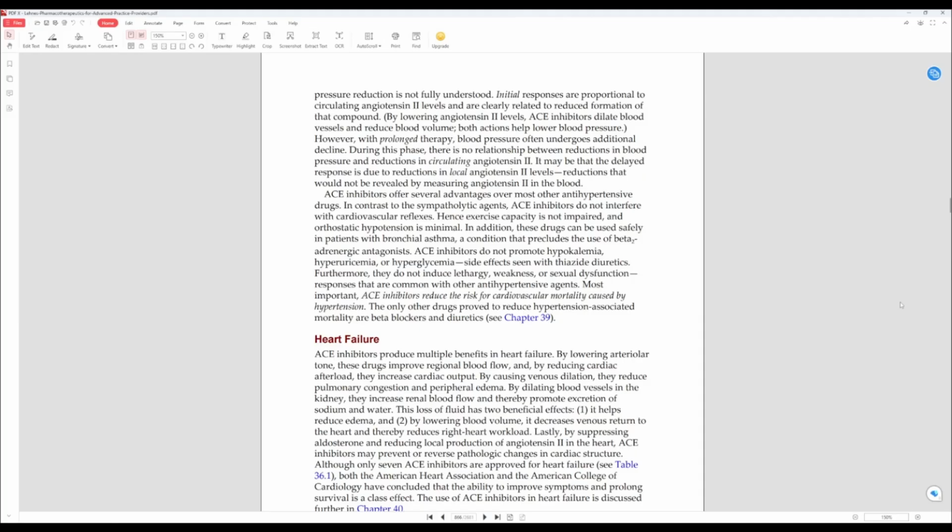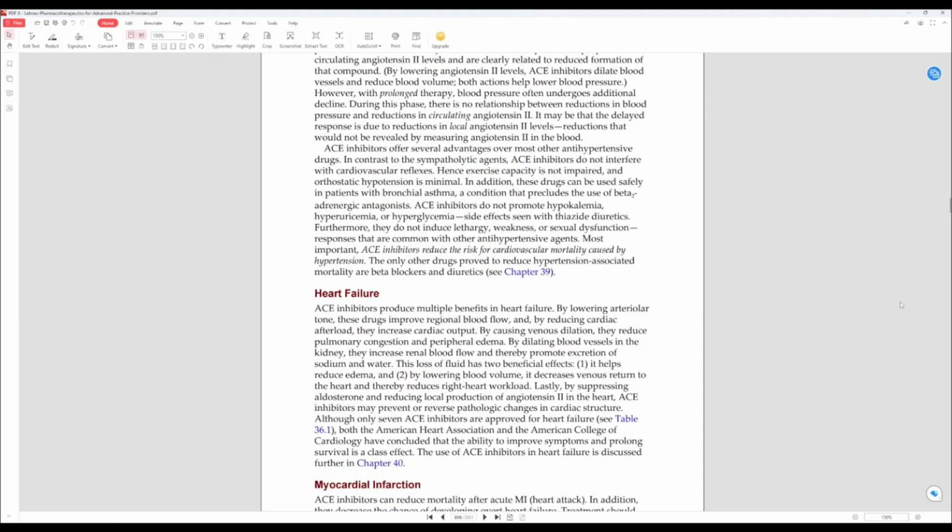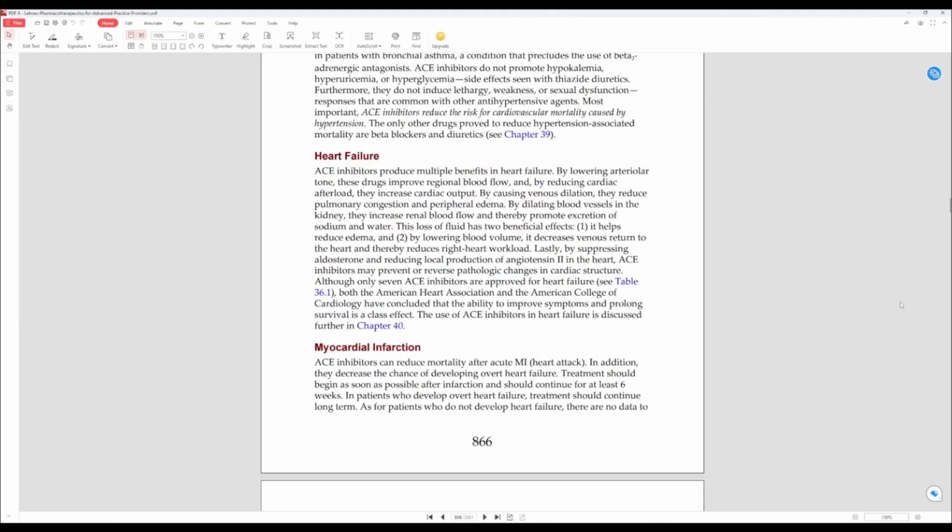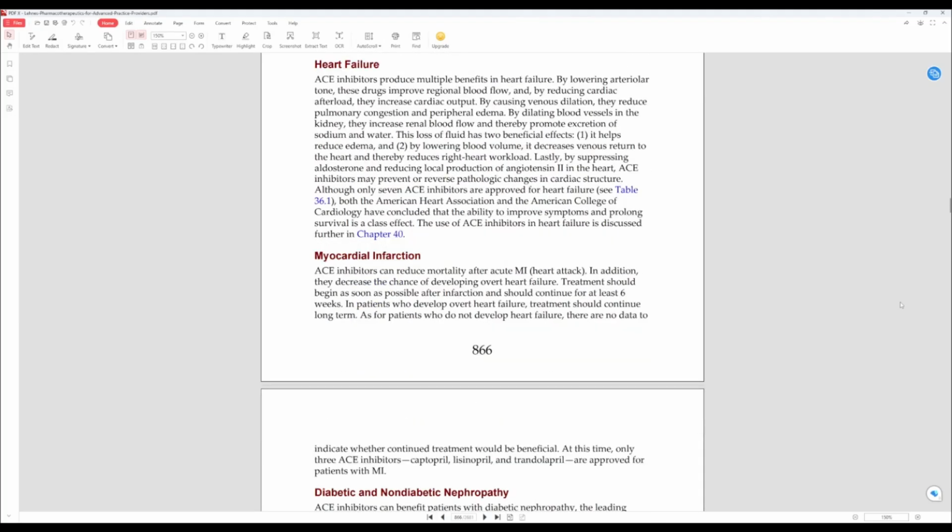Furthermore, they do not induce lethargy, weakness, or sexual dysfunction, responses that are common with many other kinds of antihypertensive agents. Most importantly, ACE inhibitors reduce the risk for cardiovascular mortality caused by hypertension. The only other drugs approved to reduce hypertension-associated mortality are beta blockers and diuretics, which we'll discuss more in Chapter 39.